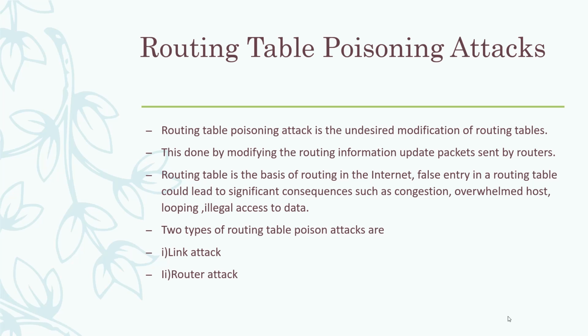Routing table poisoning attack is the undesired modification of routing tables. This is done by modifying the routing information update packets which are sent by the routers. Routing table is the basis of routing in the internet, as we all know. Any false entry in the routing table can lead to significant consequences such as congestion in the network, a host being overwhelmed with packets, looping, and illegal access to data. Two types of routing table poisoning attacks are link attack and router attack.